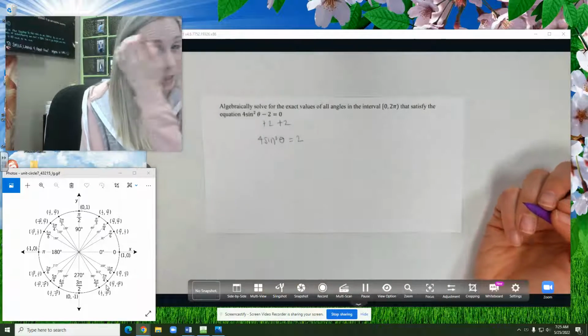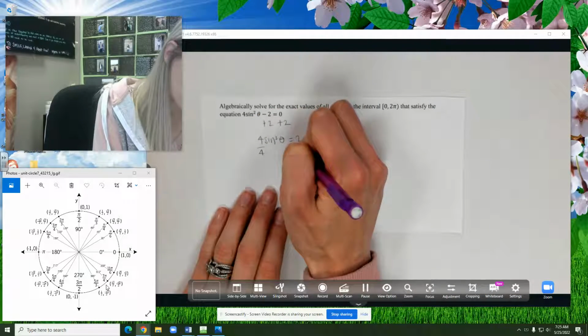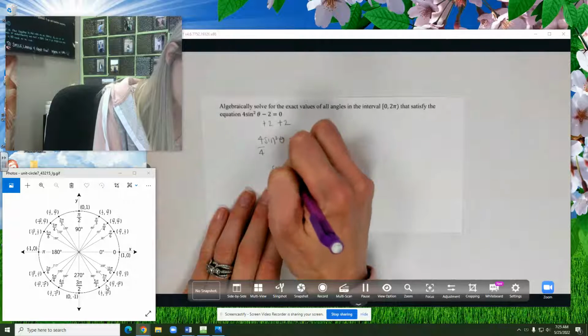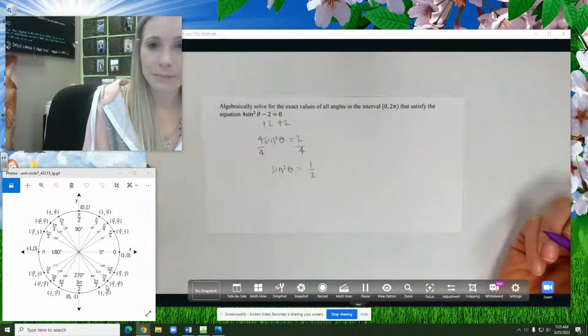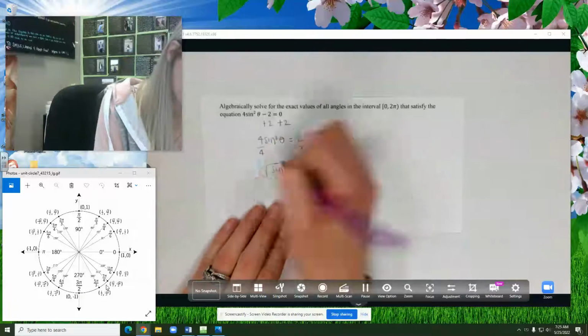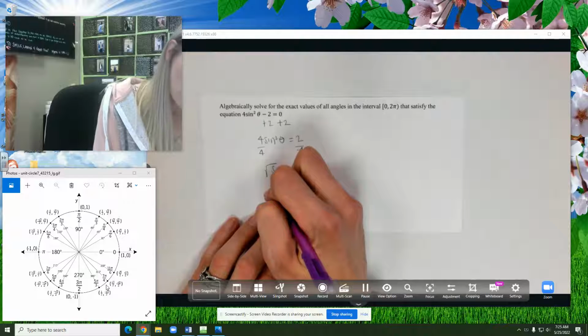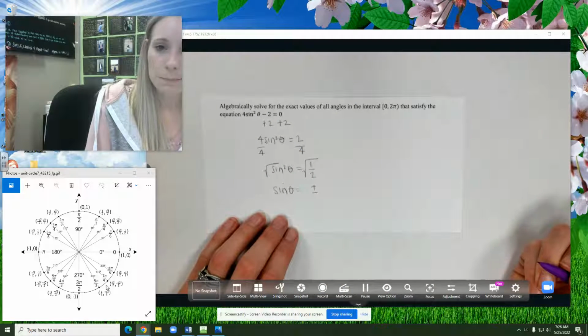The next thing that we need to do is divide by 4 because we are trying to get that theta alone. So now we've got sine squared of theta equals, well, 2 divided by 4 is just 1/2. Now we're going to square root. Remember that every single time you square root, you get the plus and the minus.